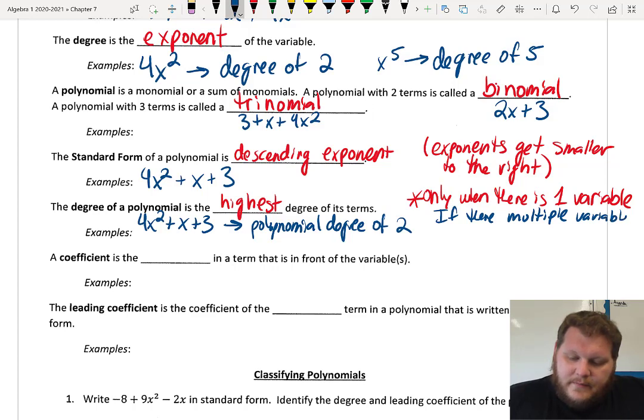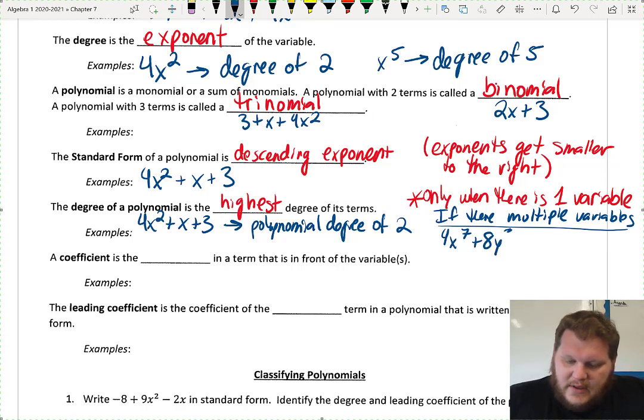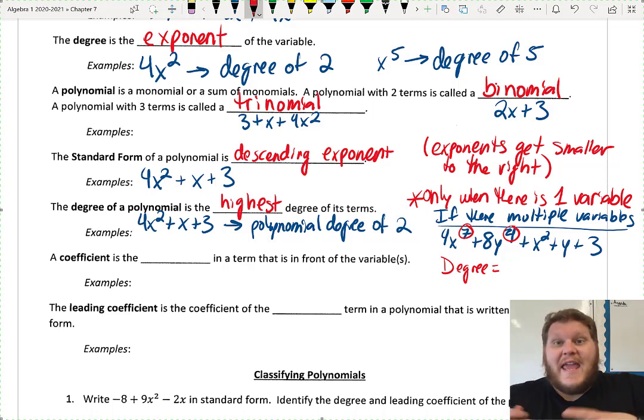If there are multiple variables, such as 4x to the 7th plus 8y to the 4th plus x squared plus y plus 3, your degree is your highest exponent on any of your individual variables added together. So in this case, the highest degree on x is 7. The highest degree on y is 4. So the total degree of this polynomial would actually be 11.